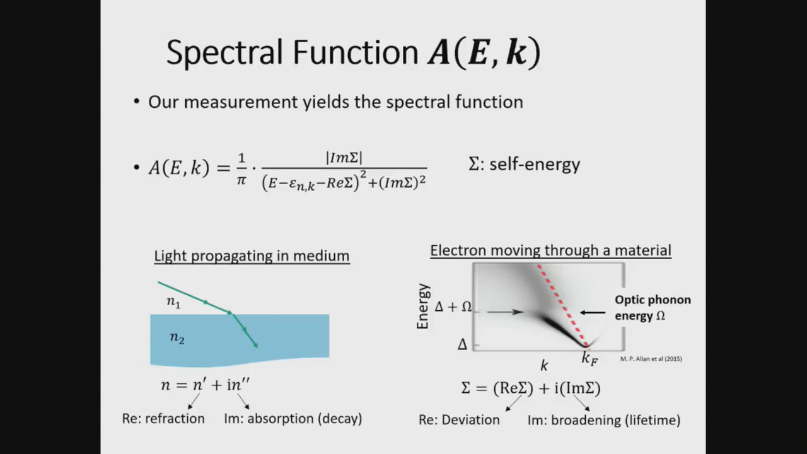So for example, this picture is the spectral function of a typical BCS superconductor where you expect large electron-optic phonon interactions. If you look at this picture, the spectral function deviates from this red dashed line, which is the bare band dispersion, in a way that the group velocity at the Fermi wave vector is slowed down. In addition, you can also see the kink of the spectral function and large broadening, which develops at the phonon energy above the superconducting gap.